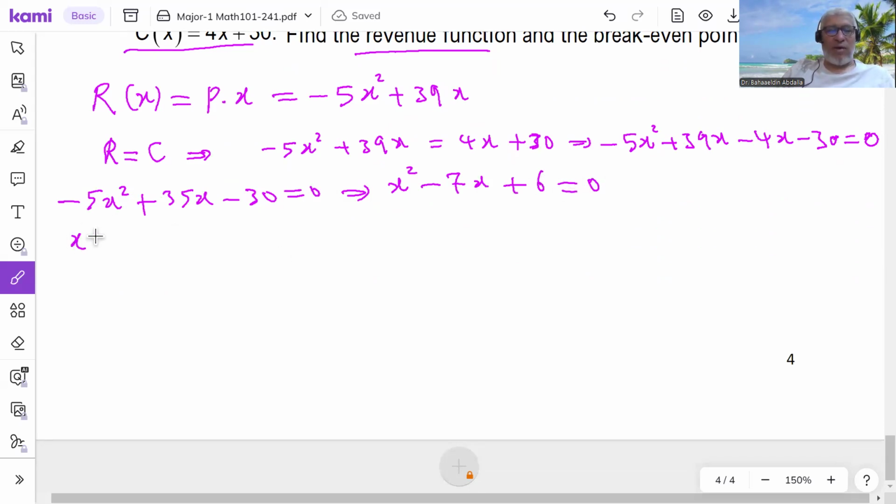And I can solve it by quadratic formula or by factoring two numbers. Their product is 6 and their sum is negative 7. That's negative 1 and negative 6. So I have two values for x. Either x is 1 or x is 6.